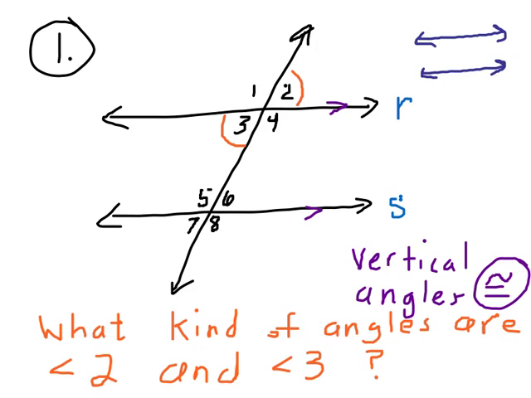So vertical angles are equal, meaning if this angle 2 is, let's pretend it's 60 degrees, that means angle 3 is also 60 degrees, because they're vertical. Vertical angles are equal. I bet you could find some more vertical angles in this picture. Angle 1 and angle 4 are also vertical angles, vertically opposite each other. They're going to be equal as well.